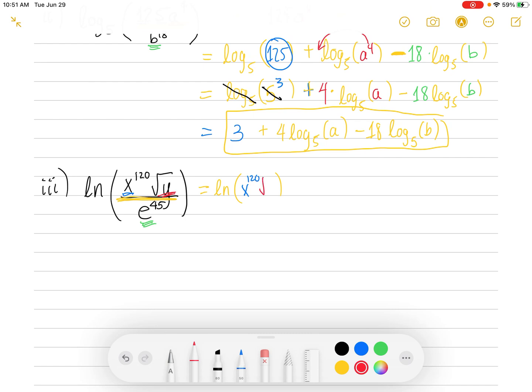But the big operation here is division, and we're going to have to separate that division first. So let's separate the division. I'm going to have the natural log of, first of all, x to the 120 times the square root of y. That division there, we separate that. It becomes a minus another log, natural log of e to the 45.